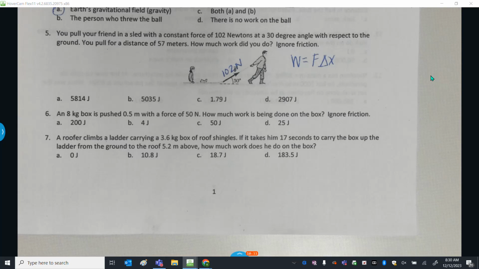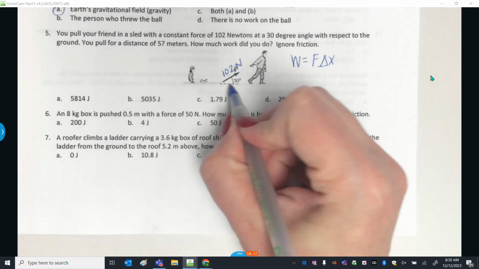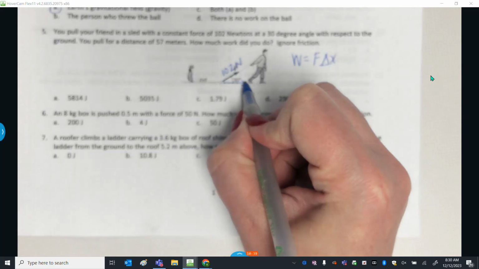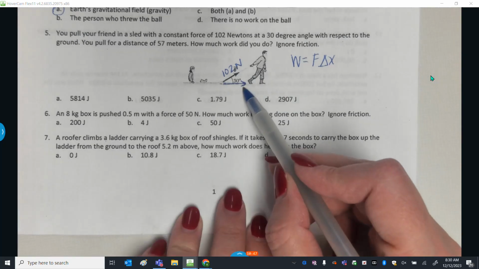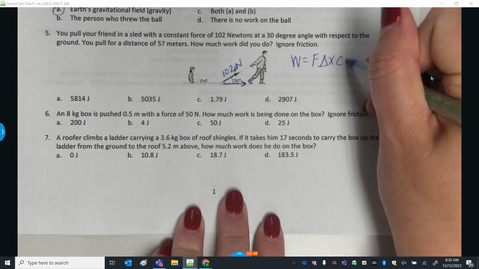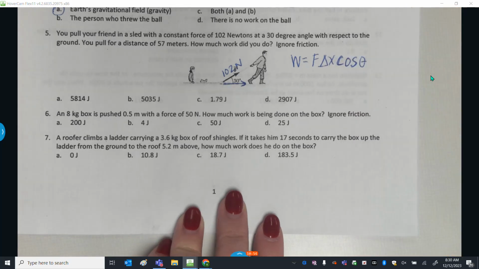So you would have to find the component of the force, this component right here specifically because it's moving horizontally across the ground. You've got to find that piece. It's not 102. It's a portion of it. Okay, or you could just use that dot product equation, F D cosine theta. You could do that instead and multiply it here.